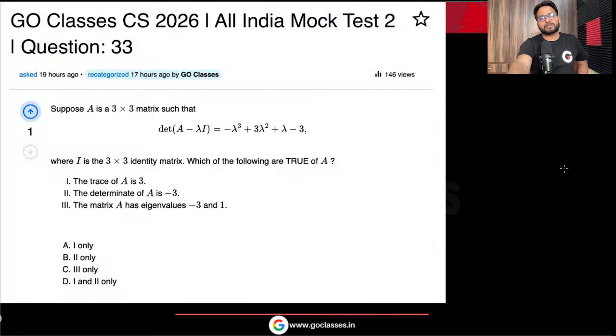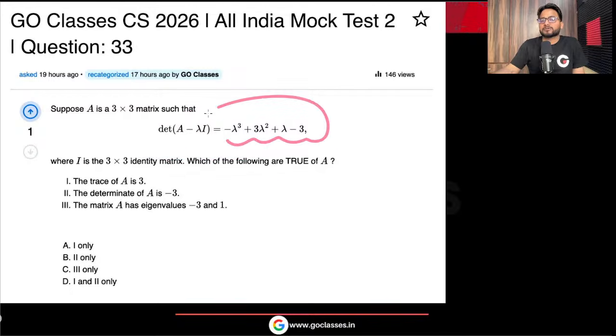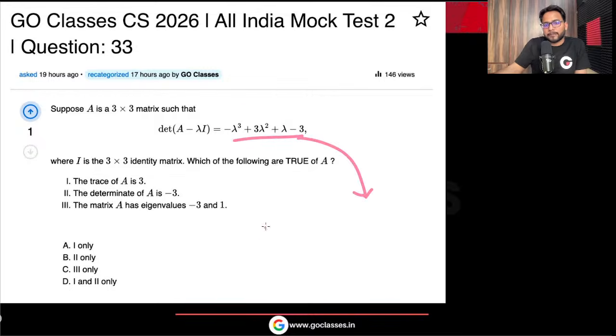Now let's move to the next question. This question was a linear algebra question, and they are asking that if this is the determinant of A minus lambda I, which means lambda is the eigenvalue here, which of these is true? So first you need to factor this. From these two you can take lambda square common, and then this will be minus lambda plus 3.